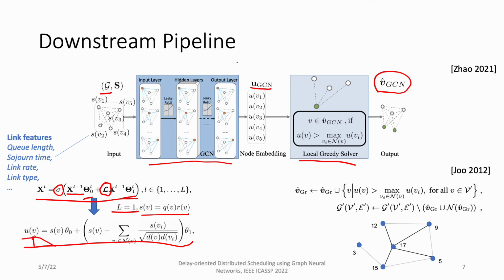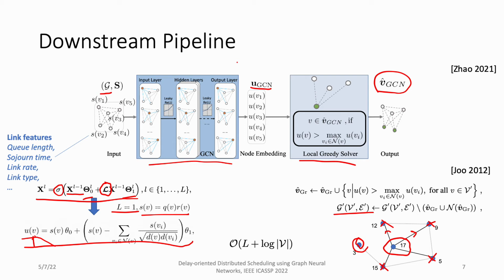Now let's look at the second half of the pipeline, which is the local greedy solver. So this local greedy solver is an iterative process. In each iteration, every node will compare its utility with its neighbors. Then the nodes that have the maximum utility in their neighborhood, for example, this one, will be scheduled. Then the scheduled links will broadcast a control message to their neighbors so that they will be excluded. So now the undetermined links in this process, like this one, form a residual graph, and the process will repeat on the residual graph until all the links are either scheduled or excluded.